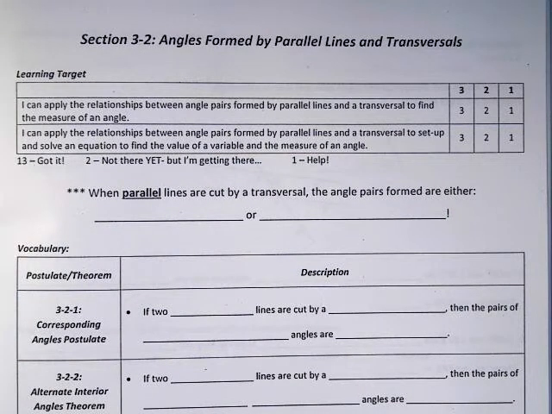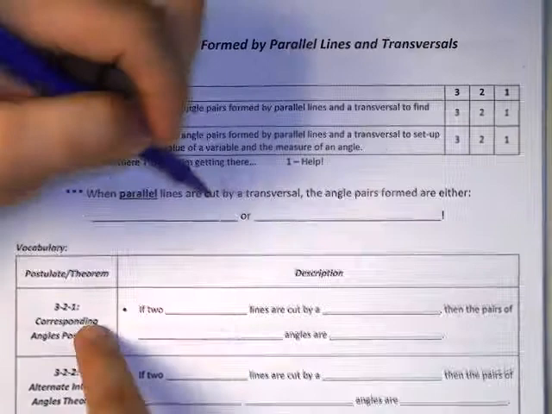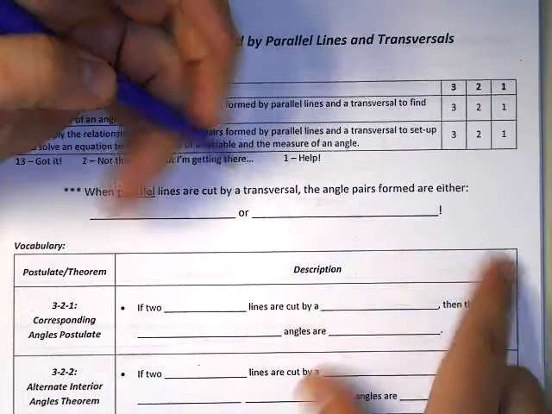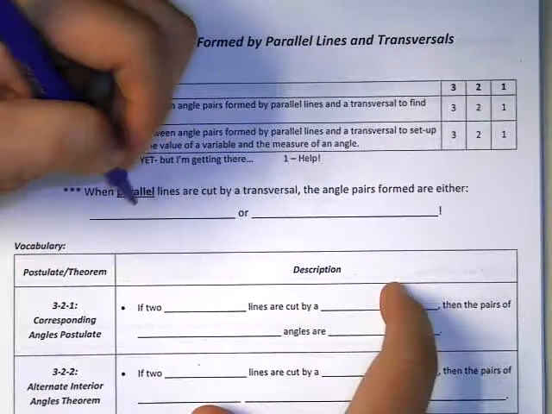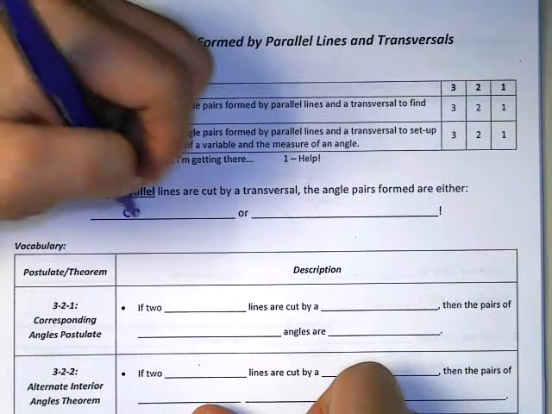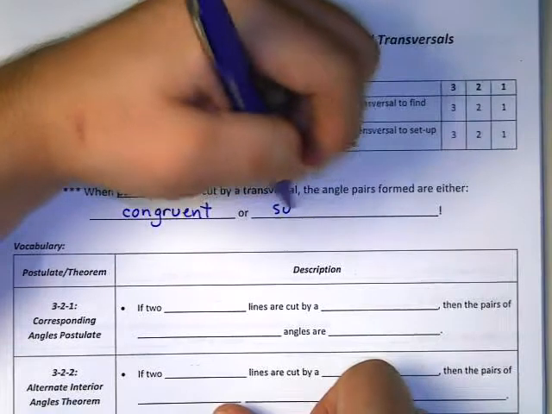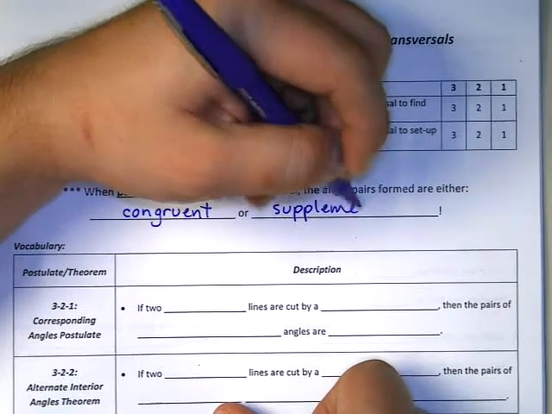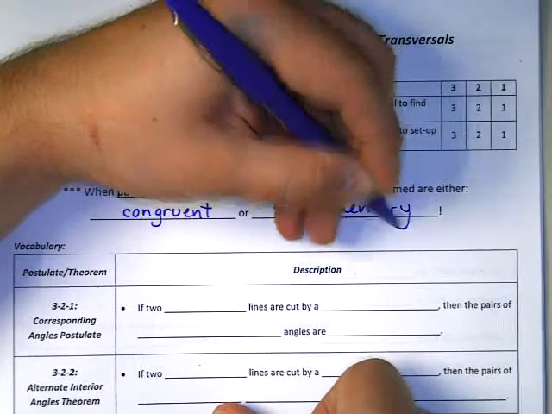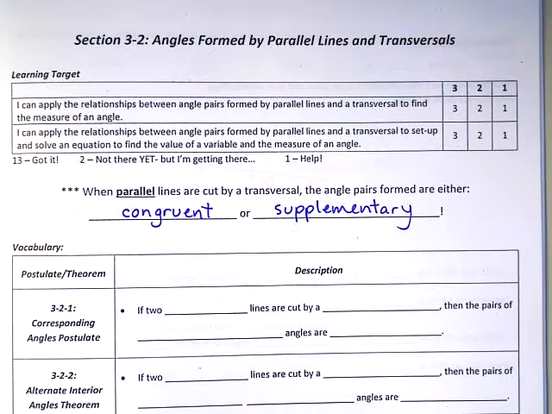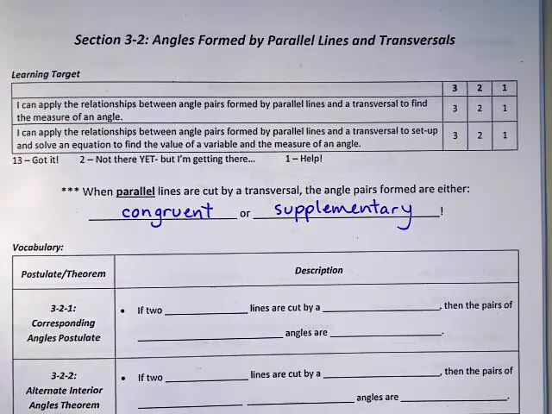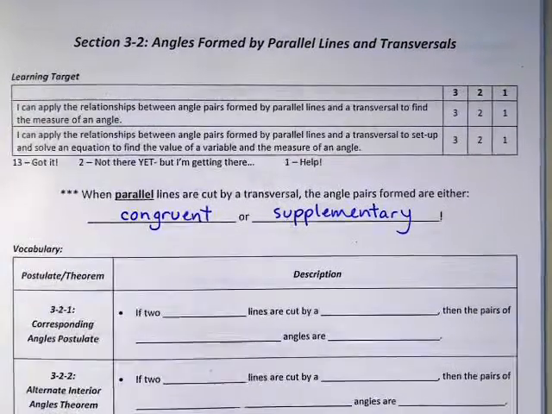So what we need to remember here: when parallel lines are cut by a transversal, the angle pairs are always going to be congruent or supplementary. Hopefully you guys are seeing that on the page before all of your different angle pairs and the different angles. All right, so let's talk about which ones are which.